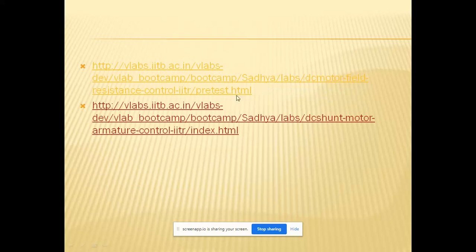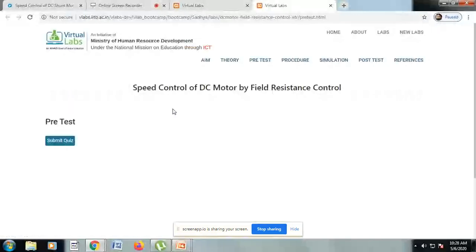And this is the link for the virtual lab. Now I open the virtual lab link, and speed control of DC motor by field resistance control, that means field flux control method. Now we simulate.